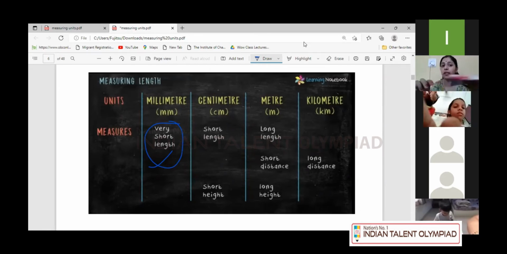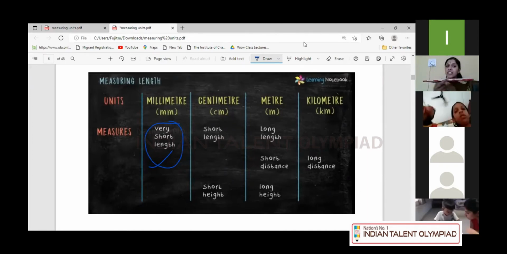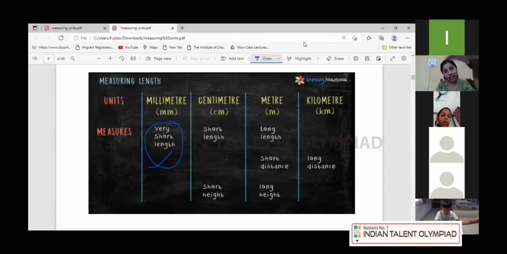Now another is centimeter. Centimeter is used for short lengths. This is a short length, right? Yes or no? We use it for short length or short height. Suppose, what is the height of this notebook? We will use centimeter. If you have a scale, I think you all have a scale, right? Can you show me, all of you, if you have one right now?